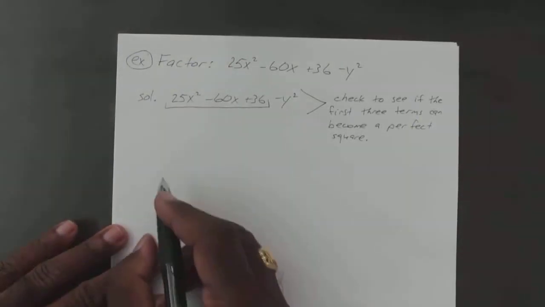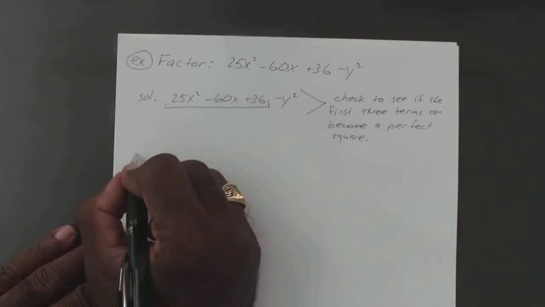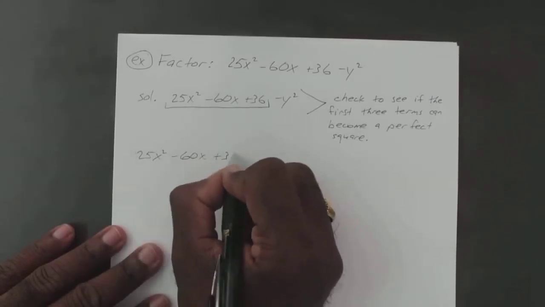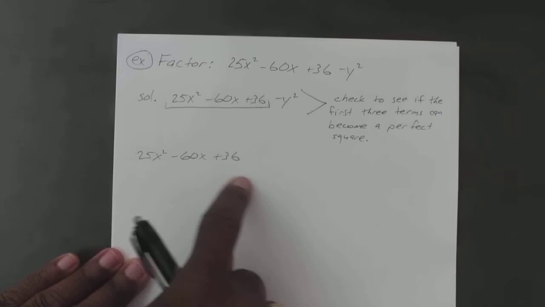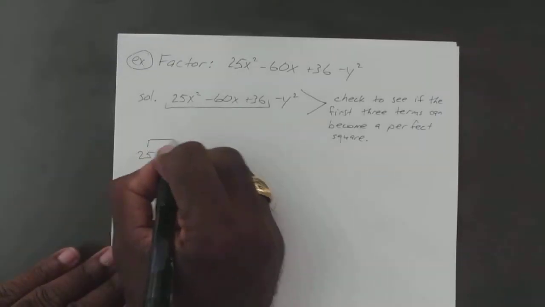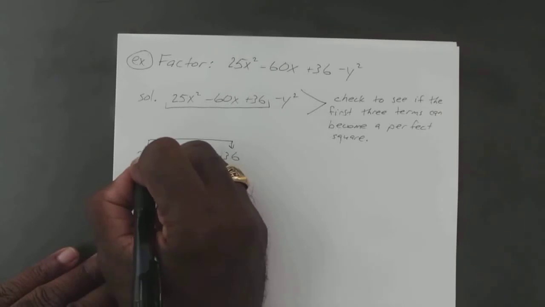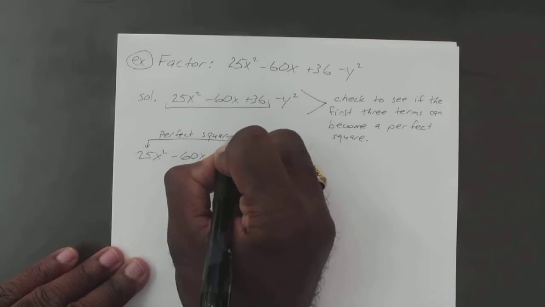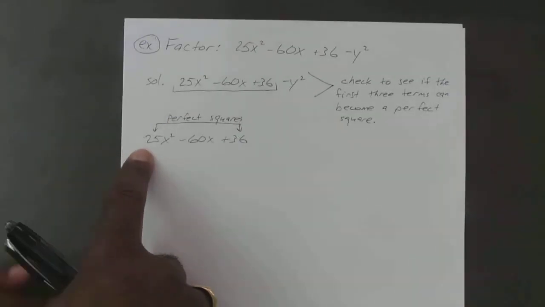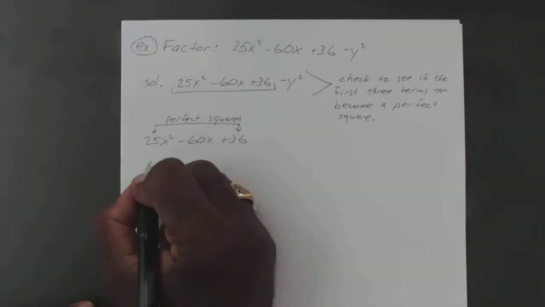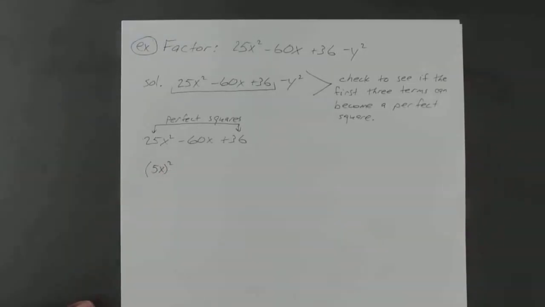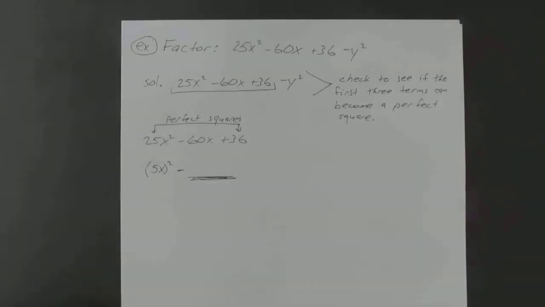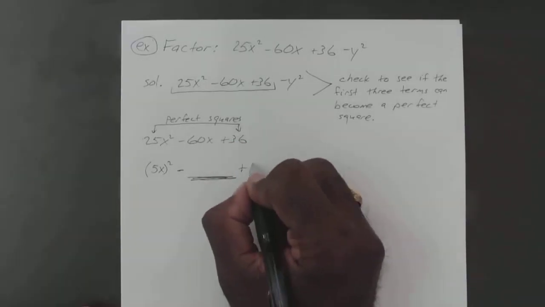So for 25x squared minus 60x plus 36, you know these two are perfect squares. 25 is 5 times 5, so we have 5x squared. Remember, you're going to leave that middle term blank for a few minutes. And 36 is just 6 times 6.